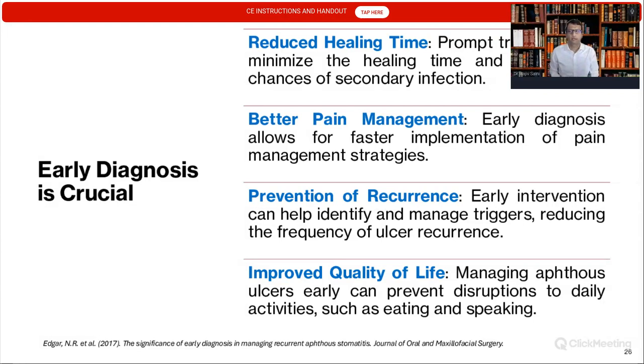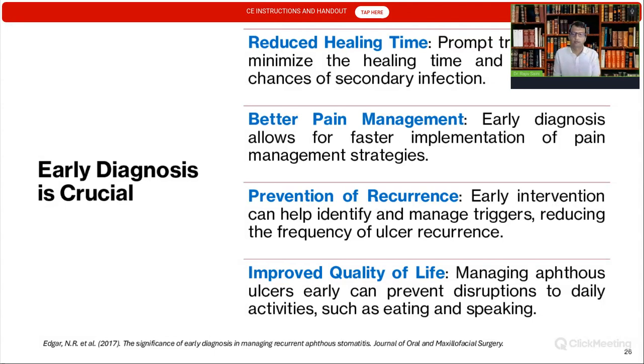Now, early diagnosis is very crucial. Why is early diagnosis so crucial? Because it will reduce the healing time. Definitely, we can give care in a very early phase so that the patient does not have to suffer so long. The earlier we diagnose, the earlier we can give care. They will have better pain management, right? So the patient does not have to suffer with pain for a prolonged duration, especially if you have a major aphthous ulcer that takes months and months to heal.